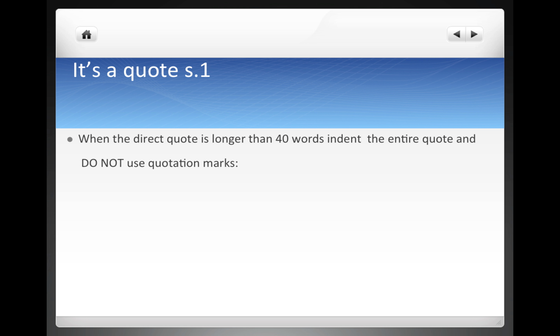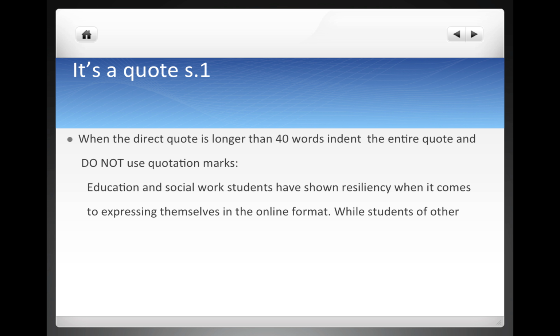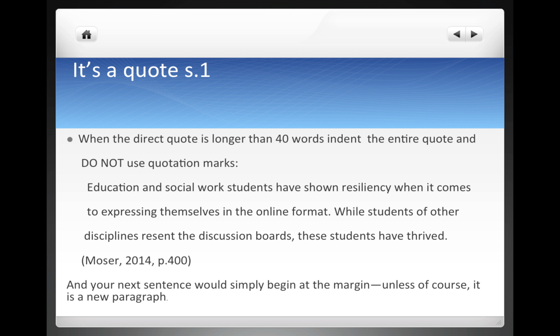Okay, if it's longer than 40 words, you have to indent the entire paragraph. So this right here would be what it looks like in the text. It looks like there's an indentation error here, but don't mind that. But if I've got a direct quote for greater than 40 words, what I do is pretend this is my text. I indent, I indent, I indent. There are no quotation marks, if you can notice that. And the period's kind of in a funny place, and your next paragraph would simply begin underneath here.